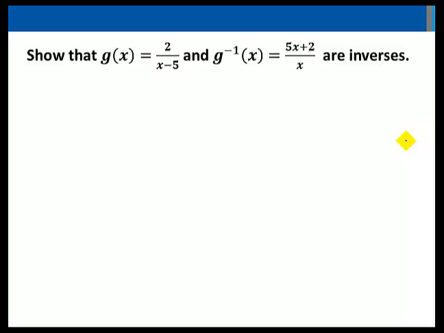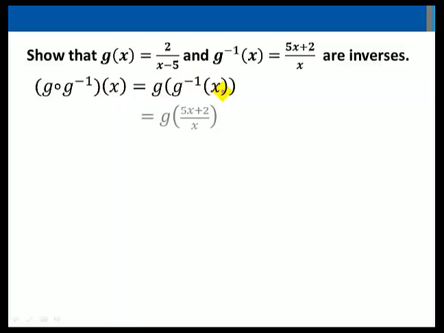Okay. Next, we'll show that g of x and g inverse of x that we just found truly are inverses. To do that, we need to find g composed with g inverse of x, and that would be the same as g of g inverse of x. I'll substitute for the g inverse of x, I'll substitute 5x plus 2 over x, so we're finding g of 5x plus 2 over x. In my equation for g of x, where I have an x, I'm going to replace that with 5x plus 2 over x, and then we'll simplify.